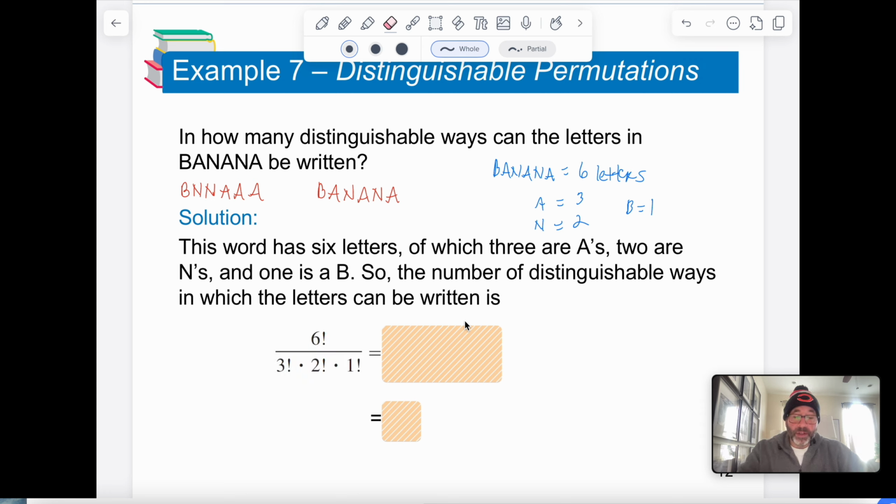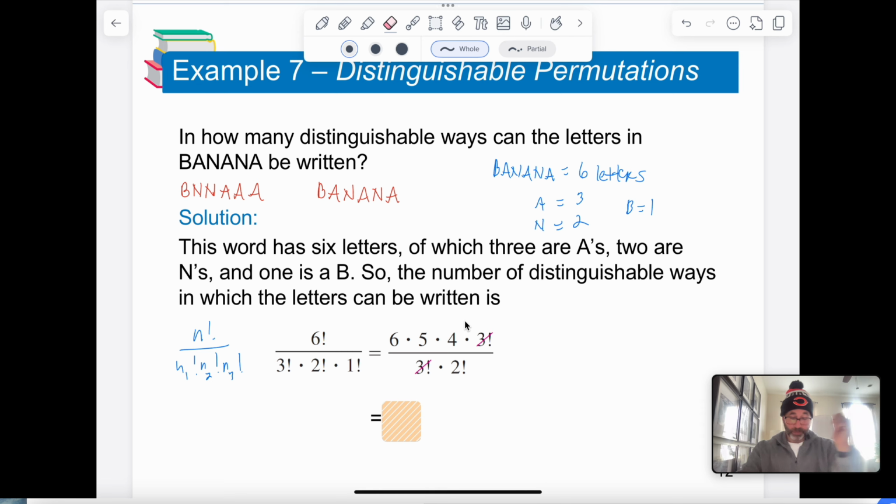So to break this down, using the formula we just said, we have n factorial divided by n1 factorial, n2 factorial, n3 factorial, and we have 6 for the total number. We have 3 for the letter A, we have 2 for the letter N, and then we have 1 for the letter B. Just go through and simplify this in the calculator, and we end up with an answer of 60.